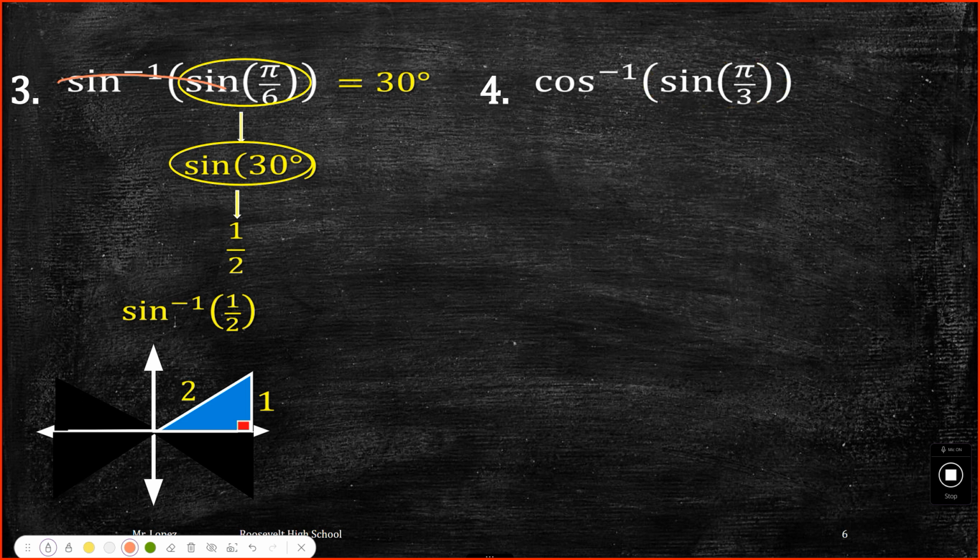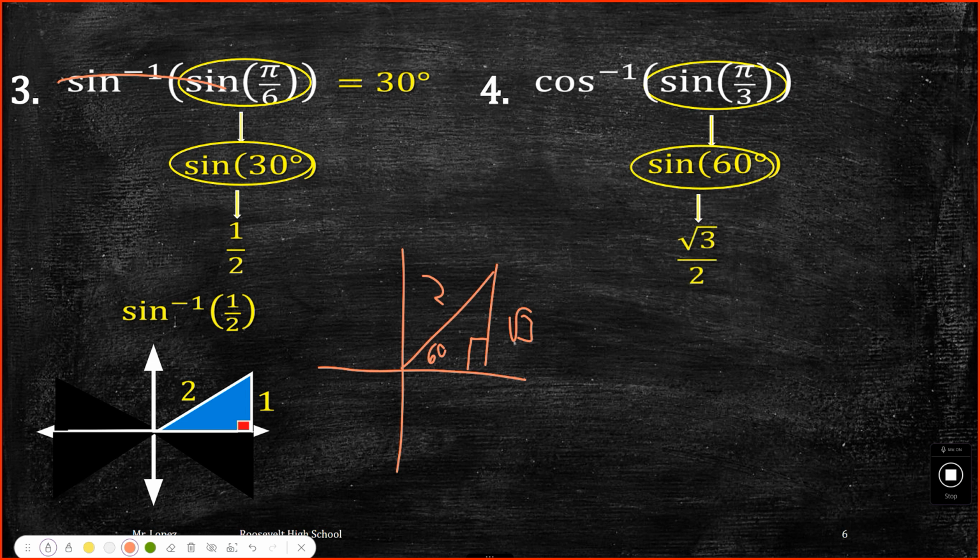What's sine of pi by 3? What's that in degrees? I always change it to degrees just because it's 60, no? What's sine of 60? Root 3 over 2. Sine of 60 is root 3 over 2.